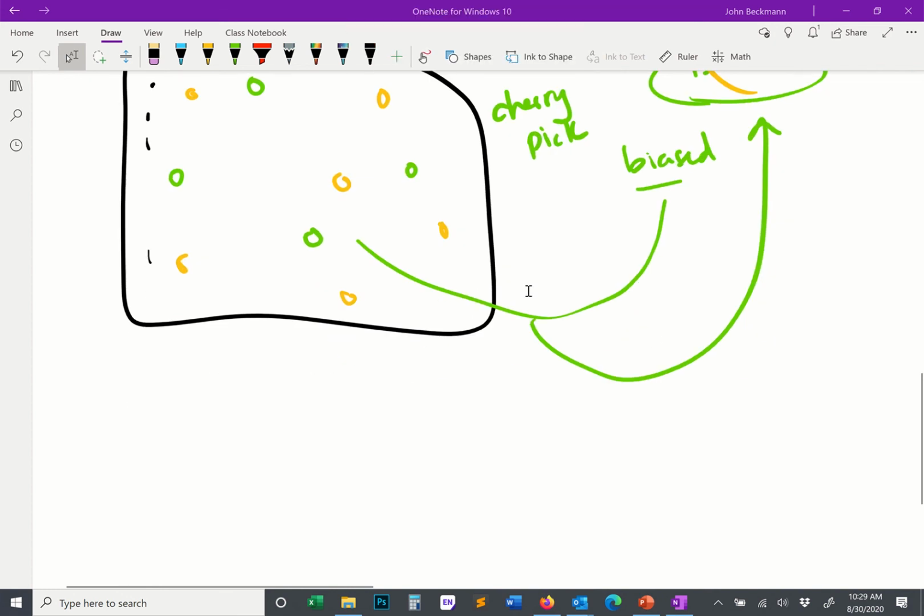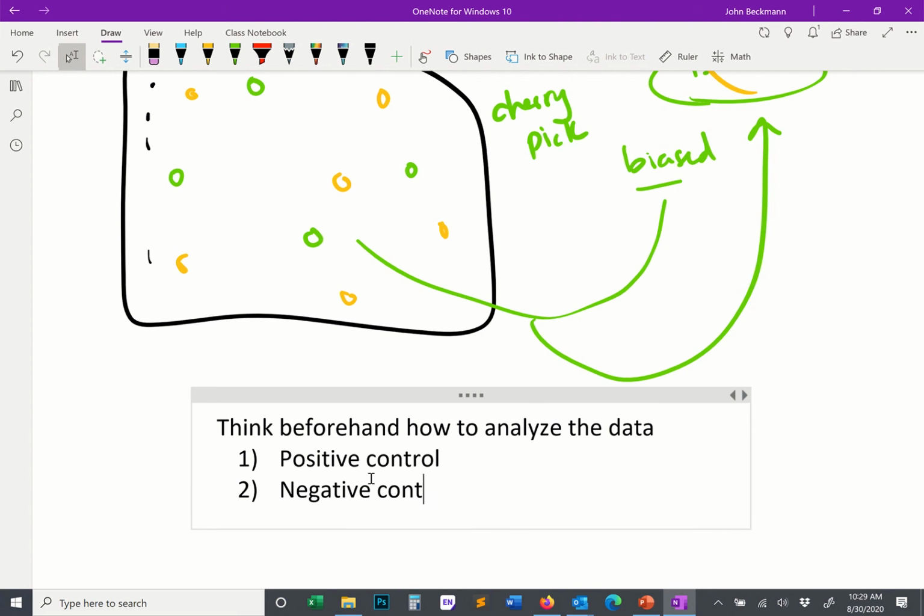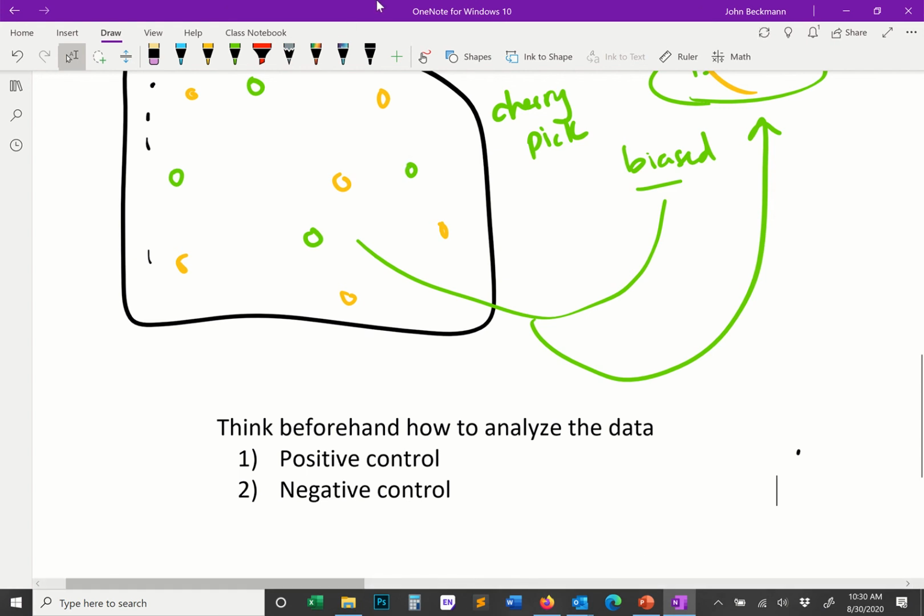One of the easy ways you can prevent yourself from doing this is to think beforehand how you're going to analyze the data. And a crucial point of this is always have a positive control and a negative control. These are parts of the experiments that point to how correct your experiment actually is.